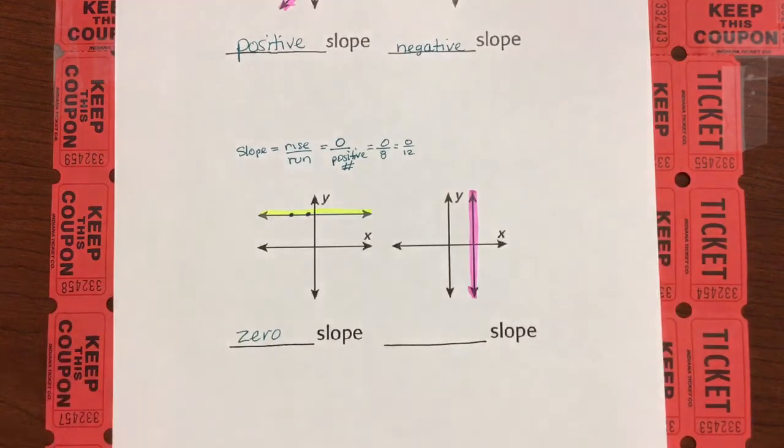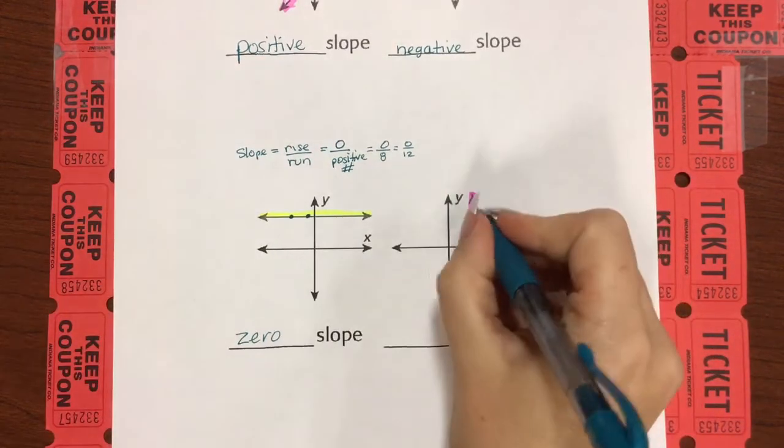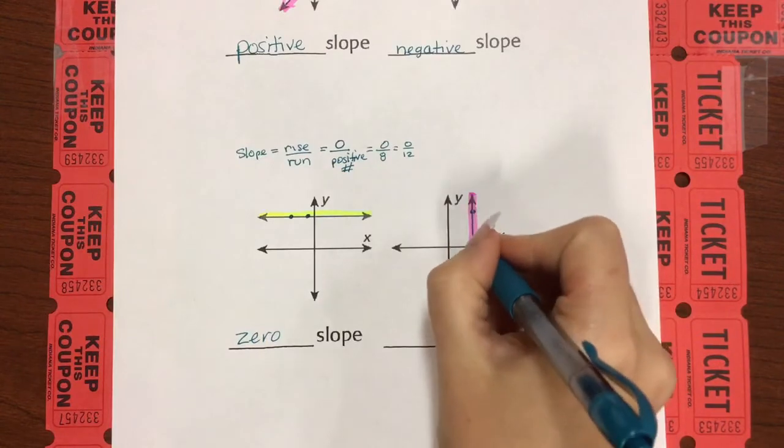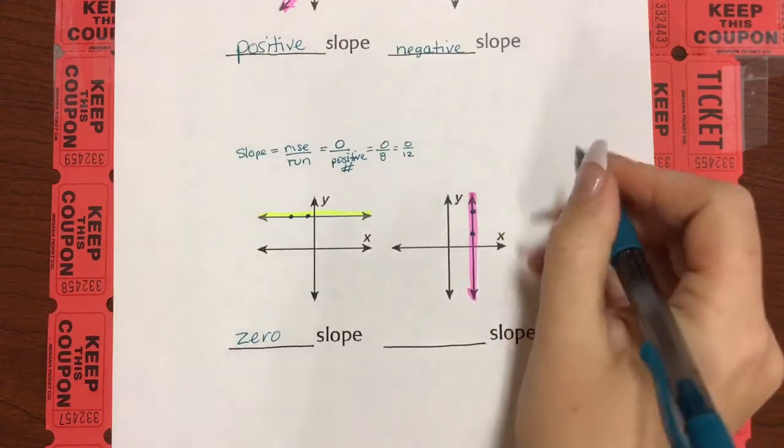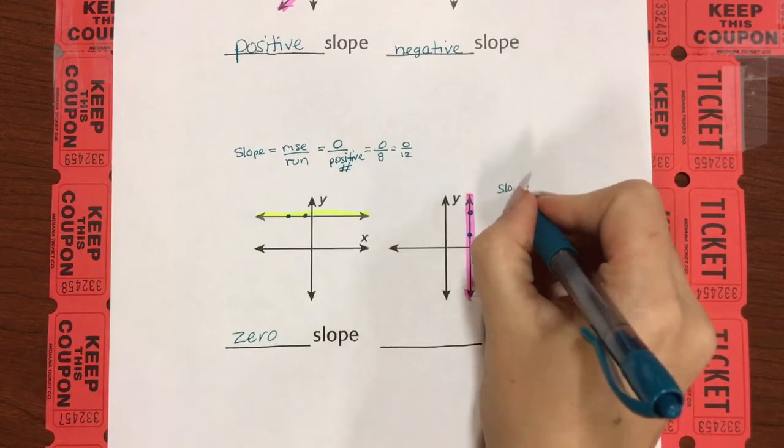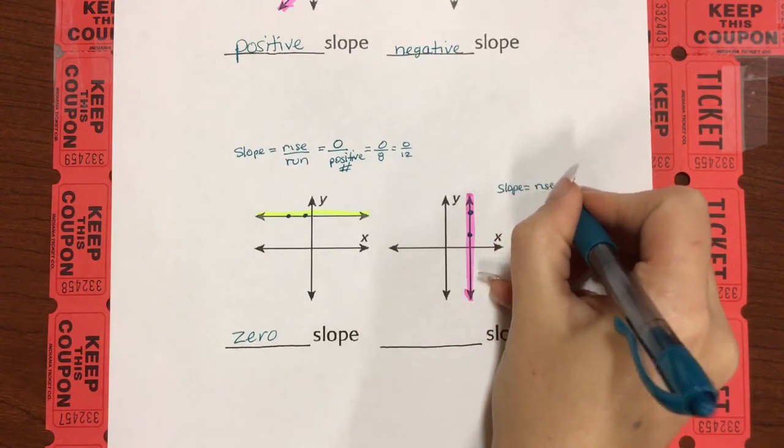Okay, now this line is a vertical line. We're going to go ahead and just pick any 2 points on there. I'm going to pick this one and this one, okay, and talk about the slope. So the slope, again, is the rise over the run.